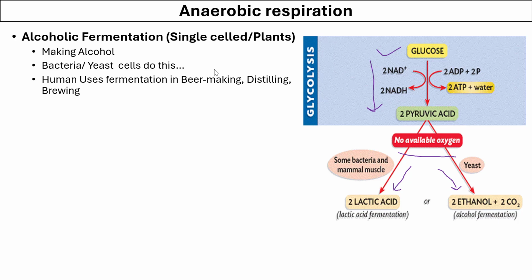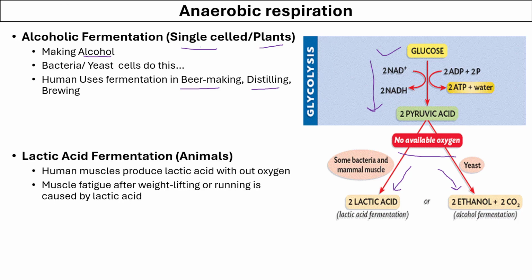Alcoholic fermentation happens in single cellular organisms or plants. In this, alcohol is formed as a byproduct. This phenomenon is used in beer making companies or distilleries, or in the formation of breads and in the process of baking. If lactic acid is formed as a byproduct, it is called lactic acid fermentation. This kind of fermentation occurs in animals and human beings.